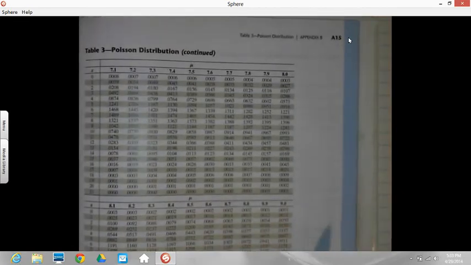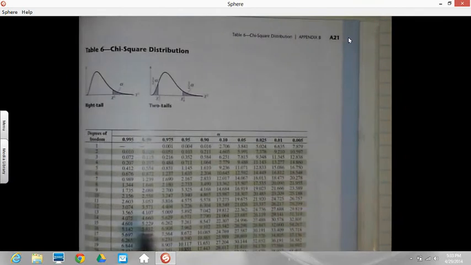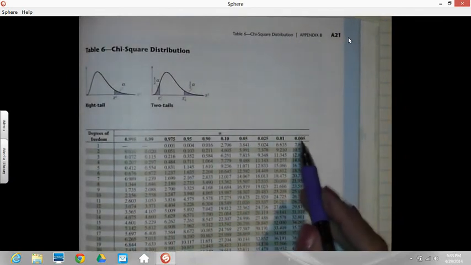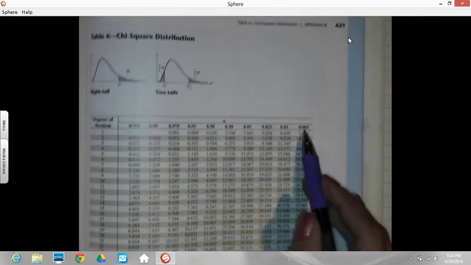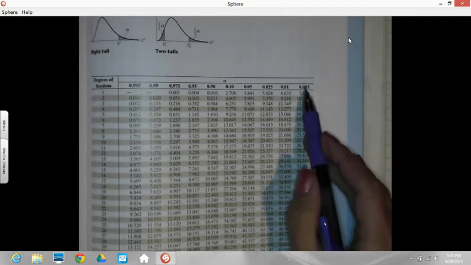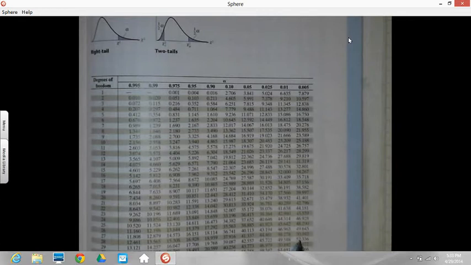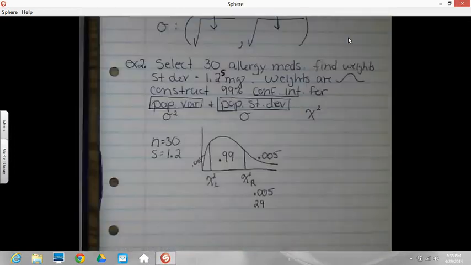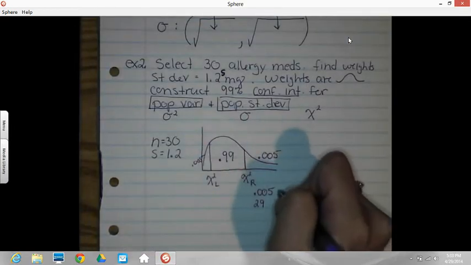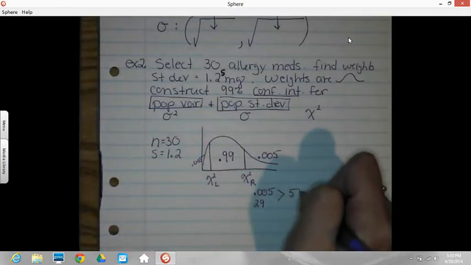So going to that table, area to the right is 0.005. So flip to A21. A21, 0.005. And I think I said 29. 29. Oh, big chi-squared value, 52.336. So the chi-squared I want here is 52.336.